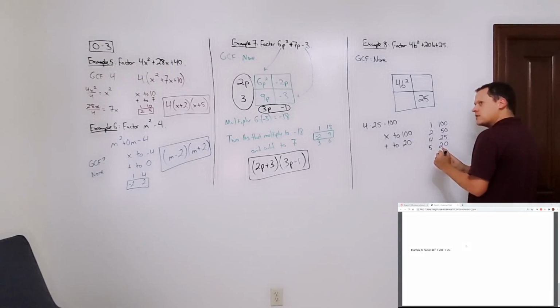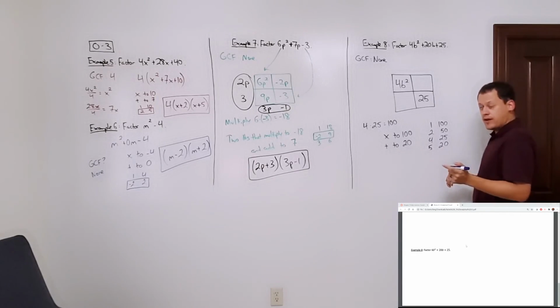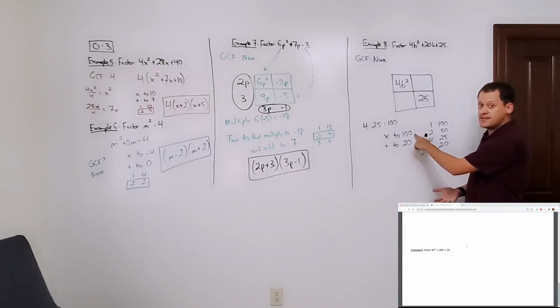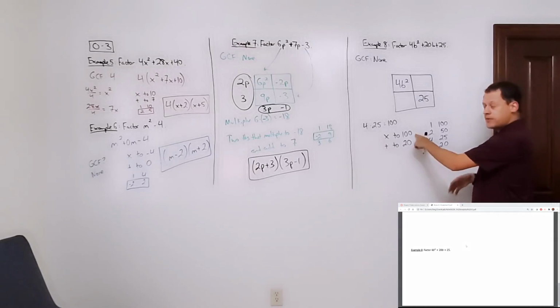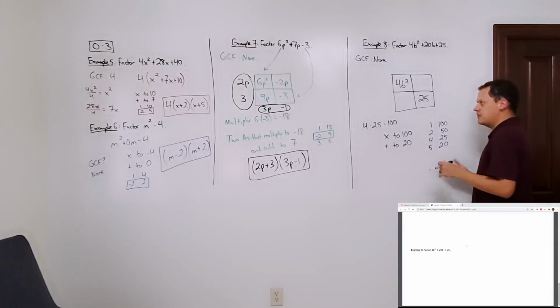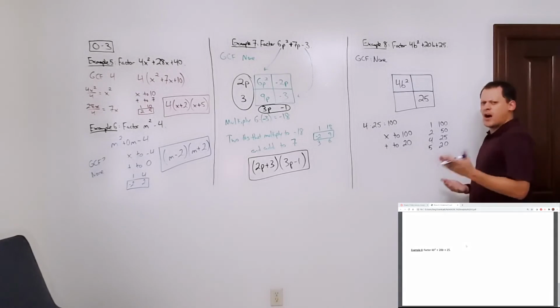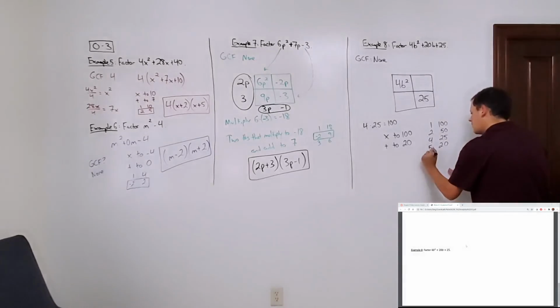6 doesn't work. 7 doesn't work. 8 doesn't work. You can do this on a calculator, by the way. You can do 100 divided by 6, and it'll give you a decimal. 100 divided by 7, decimal. 100 divided by 8, decimal. 100 divided by 9, decimal. 100 divided by 10, that works. 10 and 10.